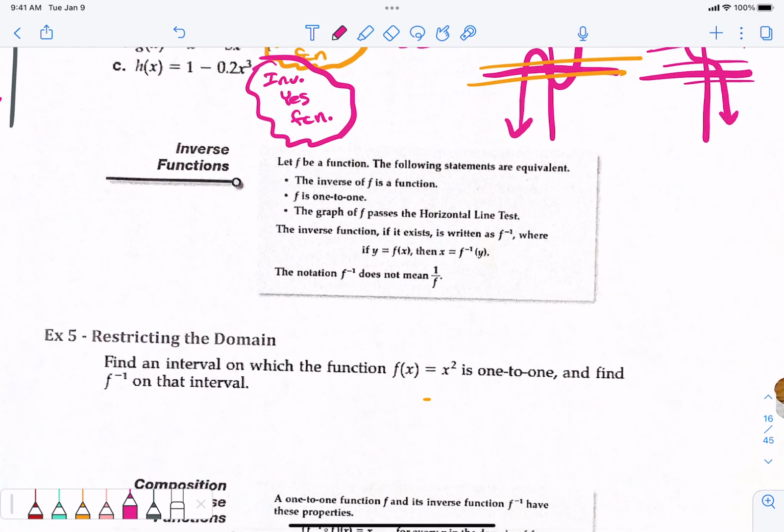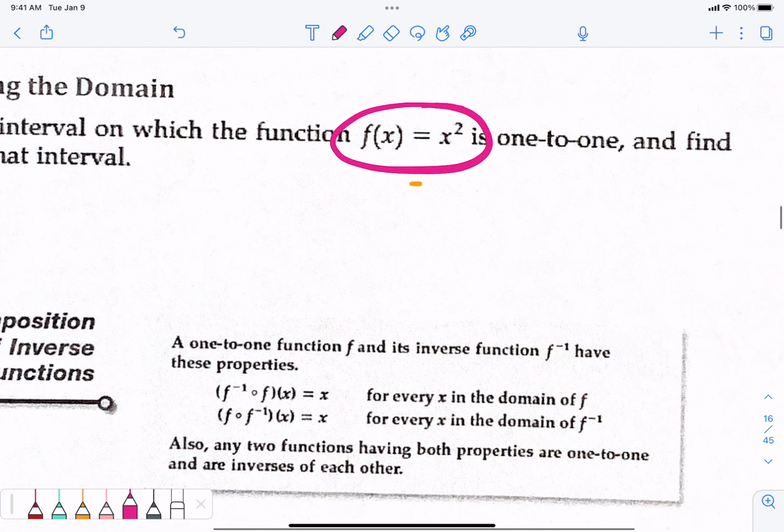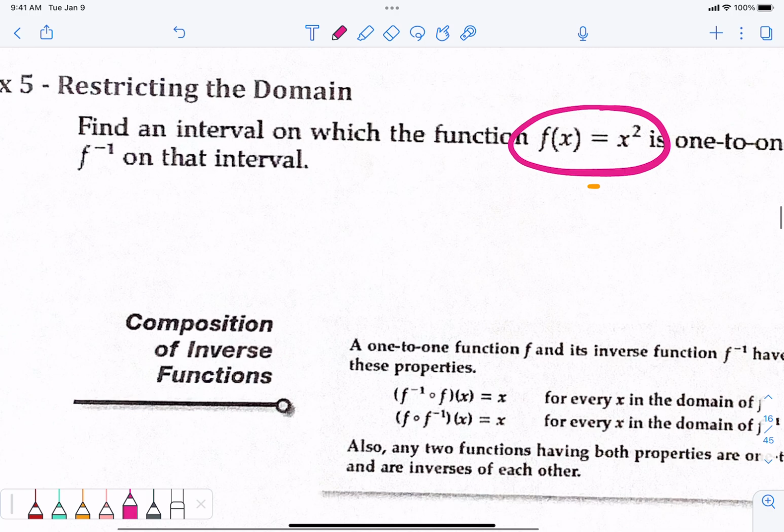All right, let's go here. Example 5, restricting the domain. If we're talking about x squared, what does x squared look like? Let's do that real quick. What does y equals x squared look like? What's this original function look like? This is my original.